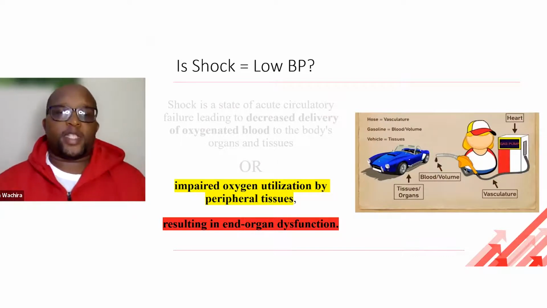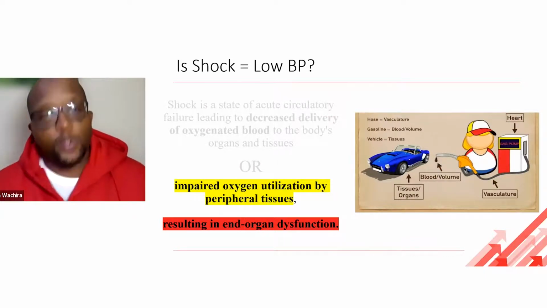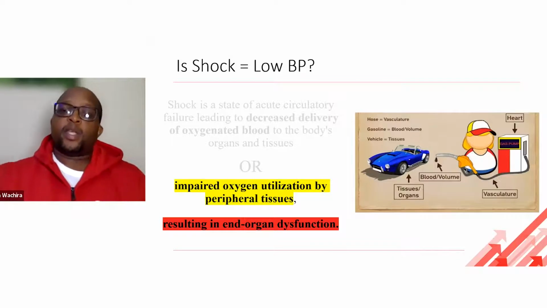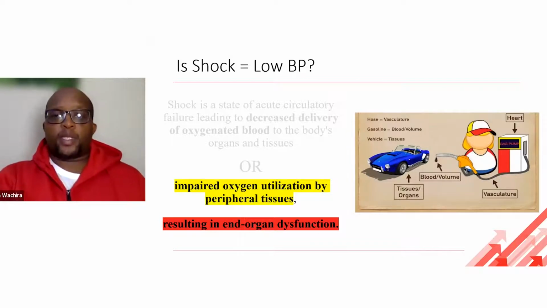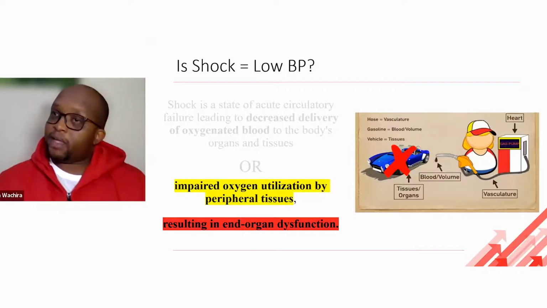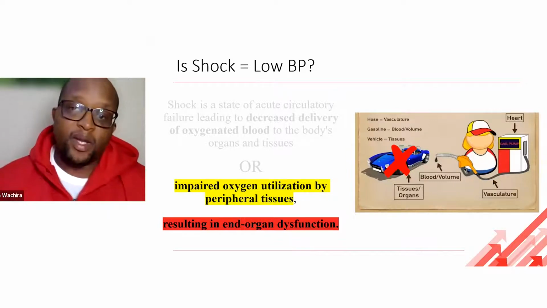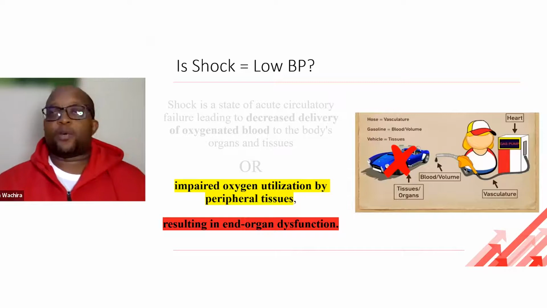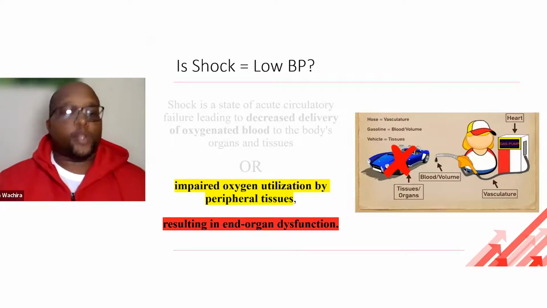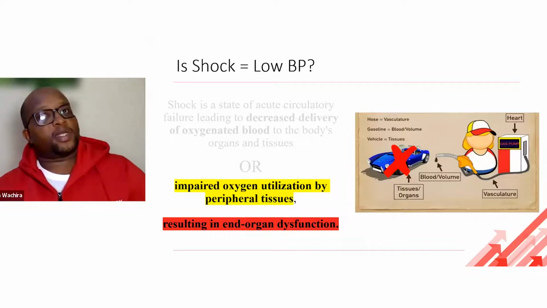Impaired oxygen utilization by peripheral tissues resulting in end organ dysfunction. So at this particular point, the problem is in the car. Your heart is pumping fine, your blood vessels are working perfectly well, you even have blood, and it's even got oxygen. But your tissues are not working. Your tissues are not able to use that oxygen being delivered to them, resulting in end organ dysfunction.